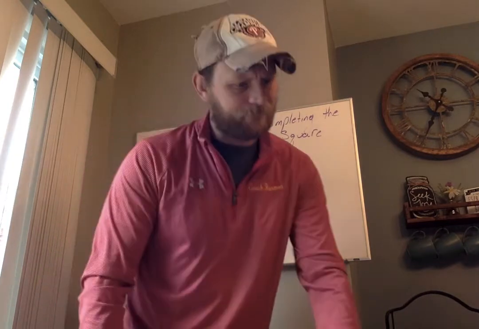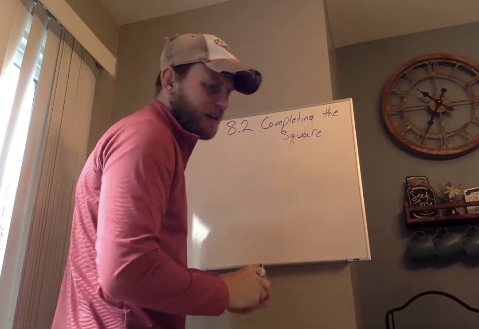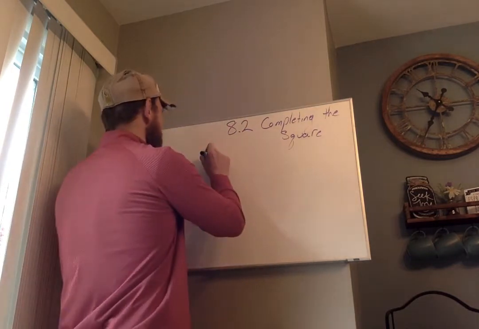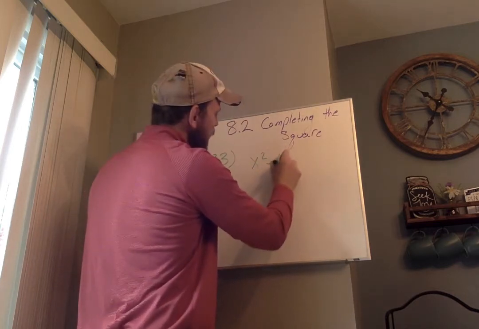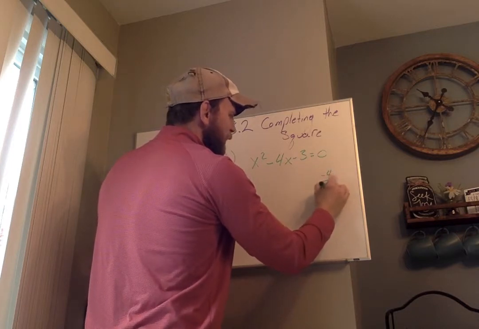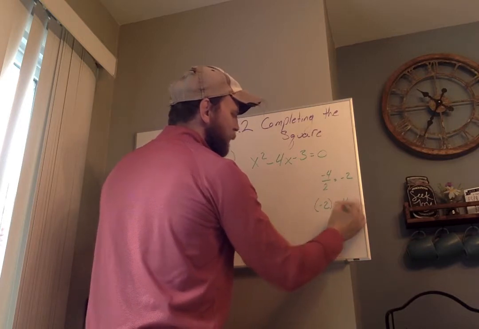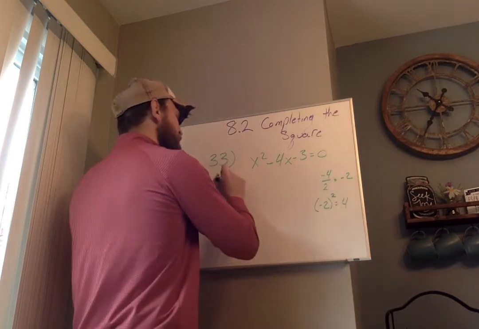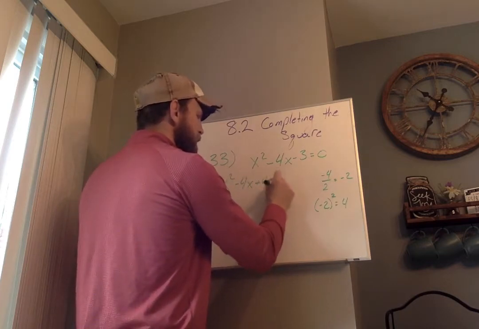All right, so now it says in example 2. Oh, nope, sorry, forgot. We got 33 there, didn't see it. 33. That says x squared minus 4x minus 3 equals 0. So I'm going to take negative 4 divided by 2. That's negative 2. I'm going to square that to get 4. So I'm going to have x squared minus 4x plus 4 minus 3 equals 4.